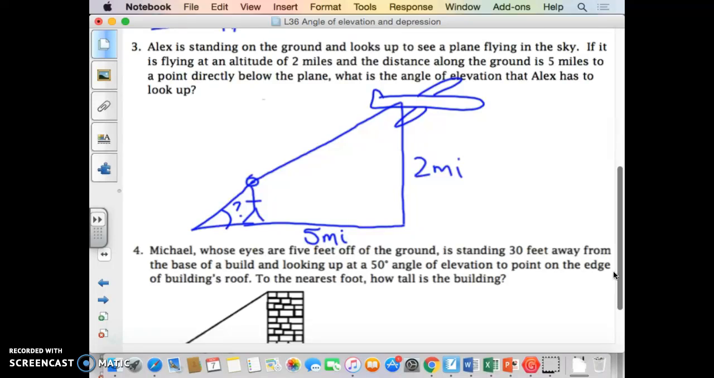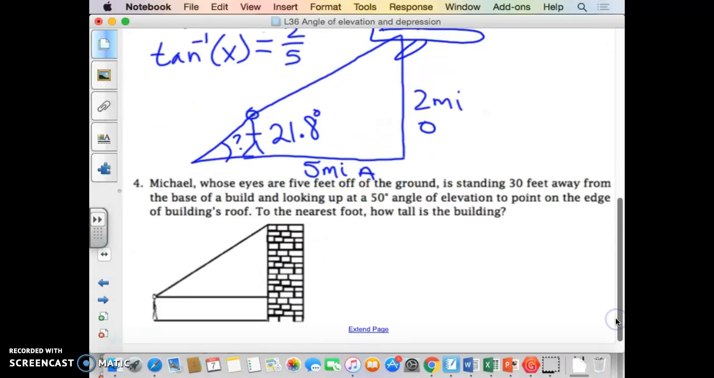So we're going to label our sides. We're looking from here. This would be opposite. This would be adjacent. So this is going to be tangent. Remember, we don't know the angle, so it's tangent inverse equals 2 over 5. So you have to hit second tan, 2 divided by 5, close your parentheses, and hit enter, and you should get 21.8 degrees. All right, let's see if we can get another example in a minute.